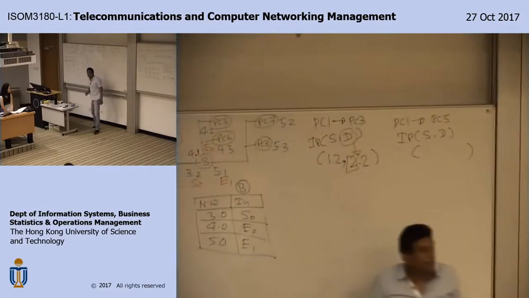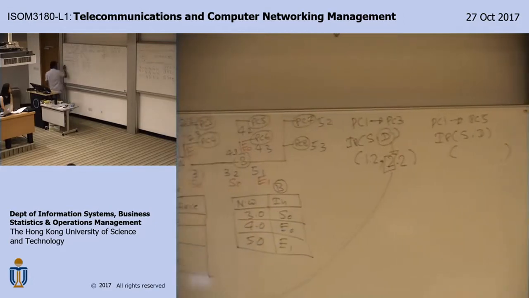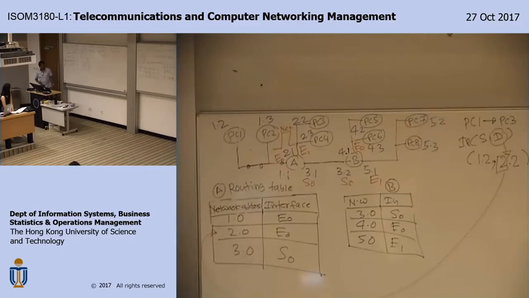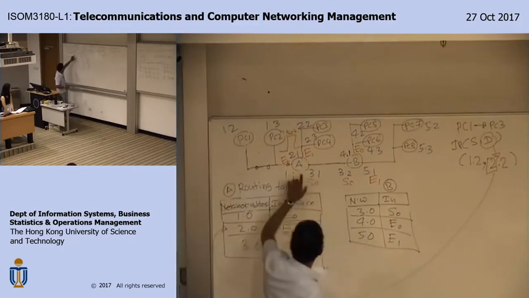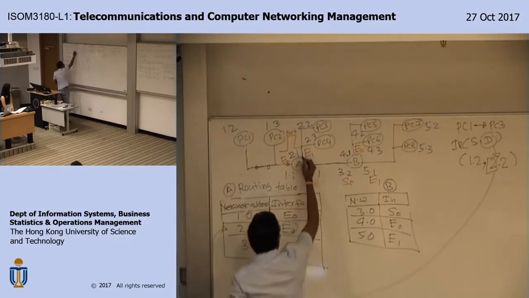Do I know where 2 is? I'm router A. Do I know where 2 is? Yes, I refer to my routing table. Do I have it? Yes. What's the decision? Forward to where? E0, right? I make a decision to forward. So it comes to router A. I decide this packet to be forwarded to, sorry.